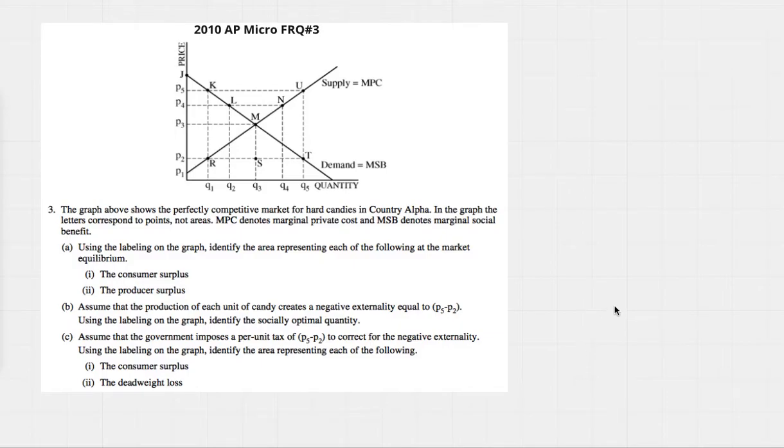2010 AP Micro FRQ number 3. This is an externality question. Let's take a look at it, see if we can answer it.